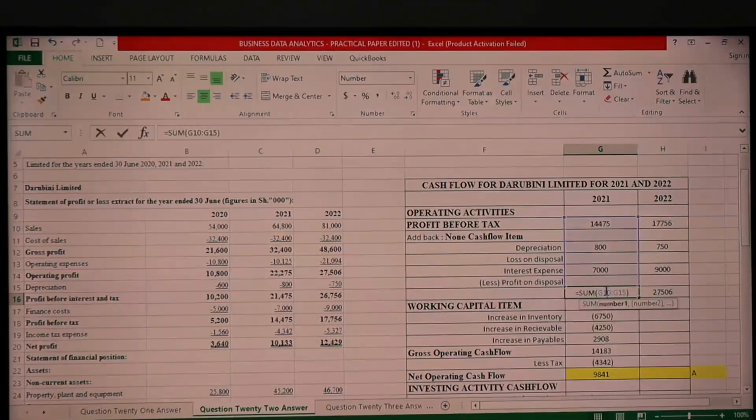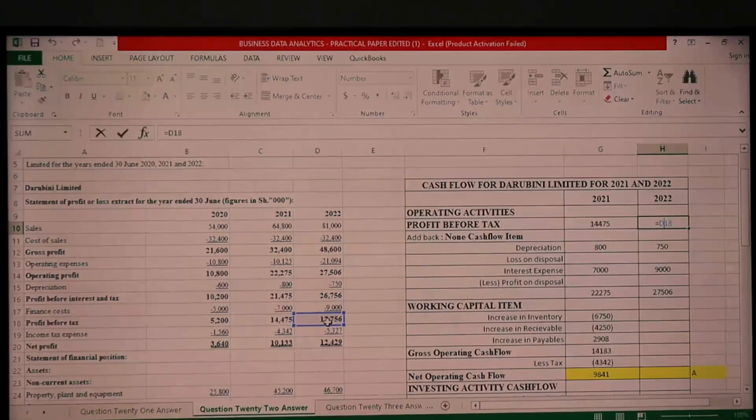Because if the formula here we indicated is this, then the same formula will be used to pick the values from here. The same formula will be taken to pick the value from here. If the depreciation here was 800, then automatically it will pick the 750 depreciation of 2022. The same case will happen to the expenses, that it will pick that value there.